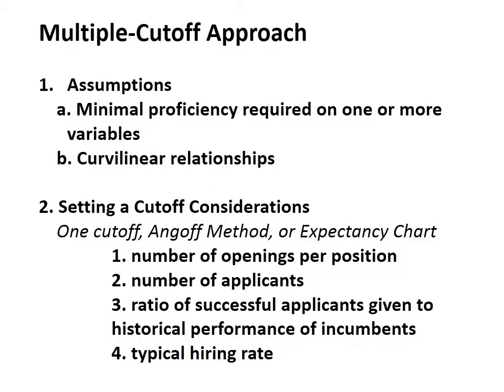Another method for setting the cutoff considerations is the Angoff method, and this is basically just a way to take advantage of multiple raters. The Angoff method suggests that you get a group of subject matter experts to look at each predictor, and they rate what they think would be the minimum cutoff for proficiency. You then add all those up and average them, and that's where you get your cutoff score.